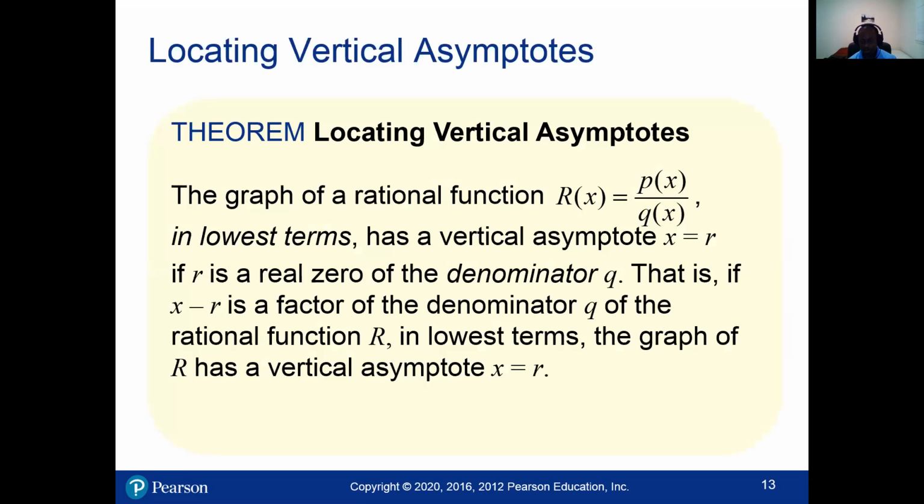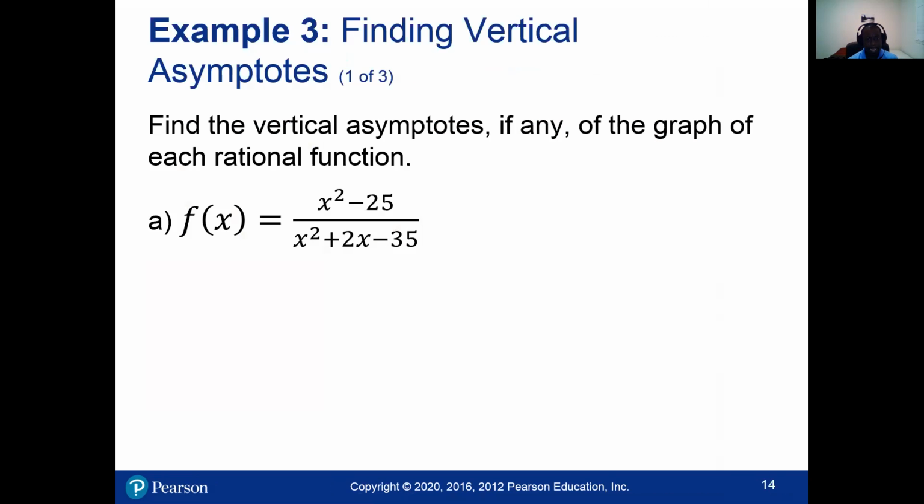Now, let's talk about how you find the vertical asymptotes. All that you do is, this is a rational function, p of x over q of x, which are both polynomials, but they have to be in lowest terms. In other words, you have to factor them, because some of the factors will cancel out. After you have done that, you set each of the factors in the denominator to 0. The x values that make the denominator 0 are your vertical asymptotes. In other words, if you have the factor x minus r, then x equal to r is a vertical asymptote.